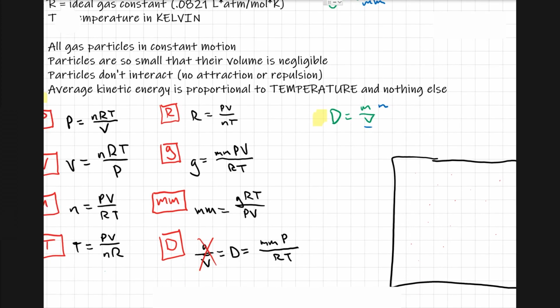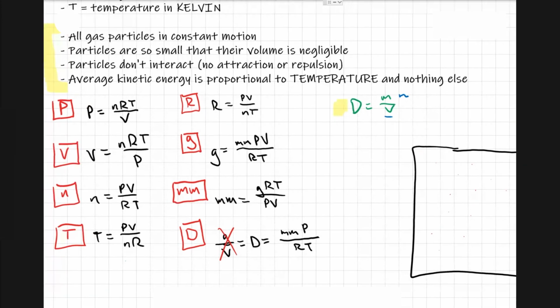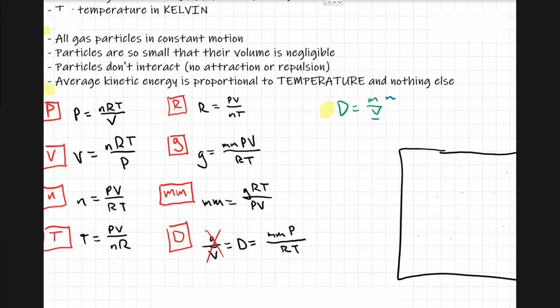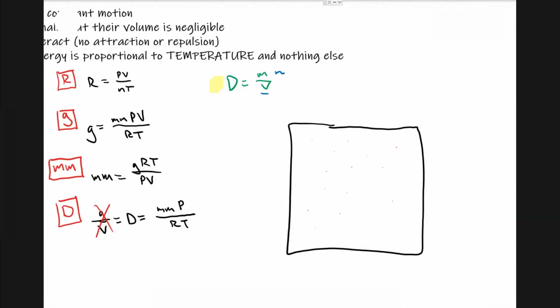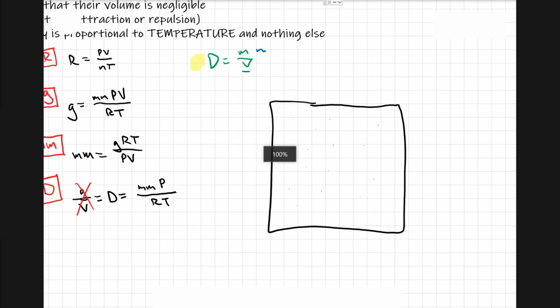And that moves us into this third one. The particles don't interact. There's no attraction or repulsion. Another way to think of this is that the collisions are perfectly elastic. So again, it comes down to these dots being so incredibly small compared to the volume of the container that they're in. When they collide with each other, there's no van der Waals forces, there's no hydrogen bonding, nothing. When they hit each other, they bounce off perfectly without attracting or repelling each other at all.